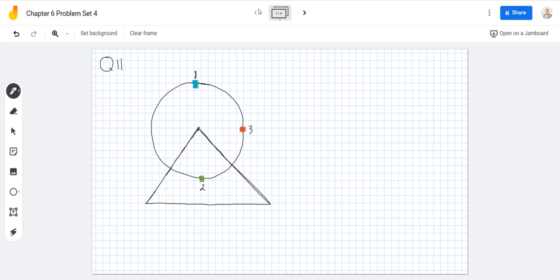Chapter 6, problem set 4. First one is question 11, not problem 11, question 11.